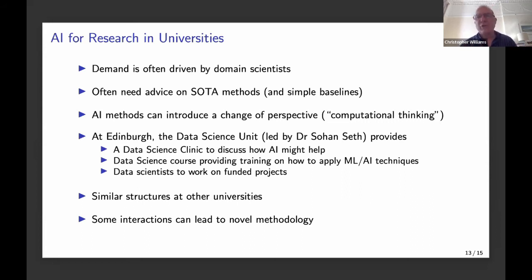And I guess, of course, also important to say, and I think you're going to see a lot of this today, that some of these interactions can lead to novel methodology. So although we might start with state of the art, often it's when you discuss these things in more detail, you say, well, that isn't quite right. Because of this constraint or this issue, we actually want to do it this way, and that can lead to novel methodology. So I think that's a very interesting and rewarding thing that we can see.